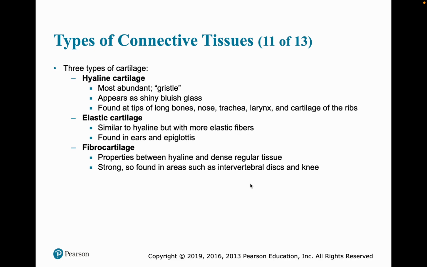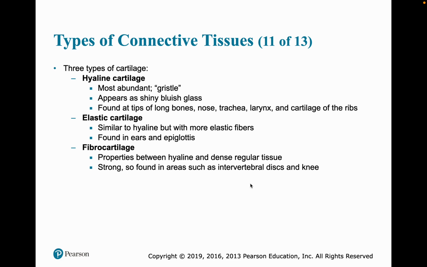Cartilage comes in the form of hyaline, elastic, and fibro. Hyaline is the most common, often referred to as gristle, has a shiny bluish glass appearance to it. We find it at the tips of long bones, the end of our nose, in our trachea, larynx, and the cartilage of the ribs.